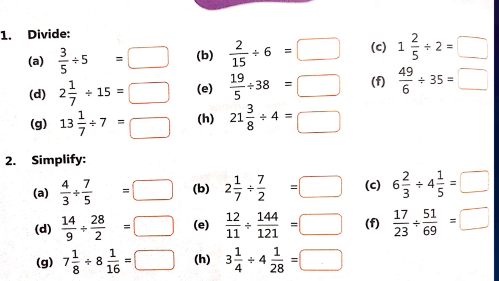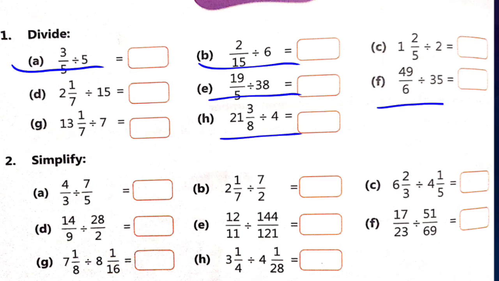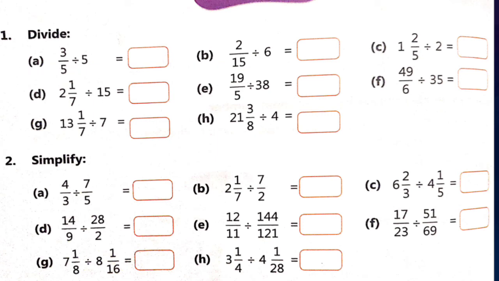So the very first question says that when you are dividing a fractional number by a whole number, that is the case of all these. When a fractional number is divided by a whole number, in that case I am going to solve only one question. The very first question says 3 upon 5 divided by 5. Then what will you do?